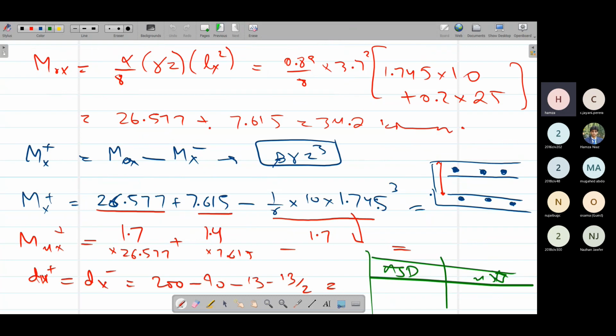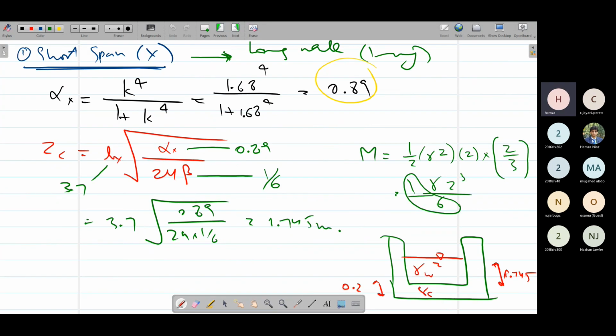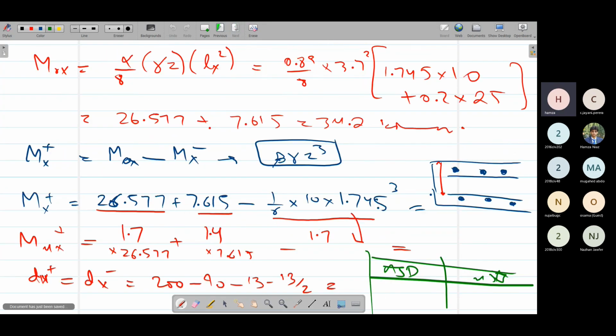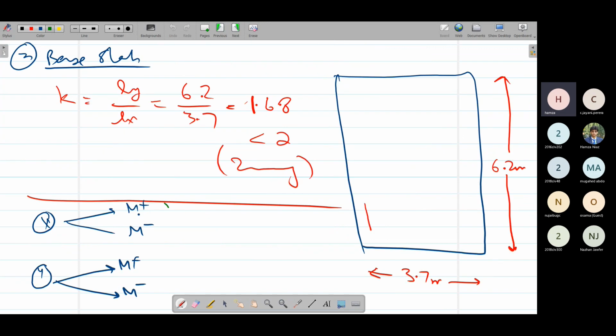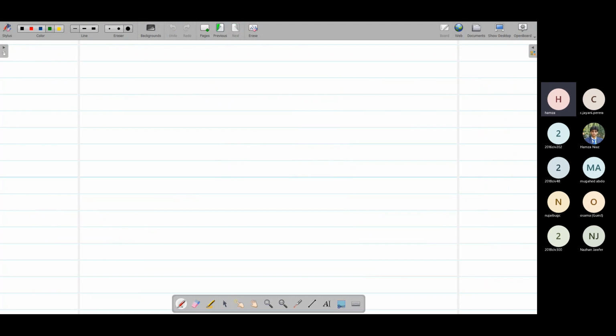Any issue in this? This way we can design positive steel for the short span. We have designed only positive steel for the short span. As I said before, the short span is the X span. Now we are going to design the negative steel for the short span.